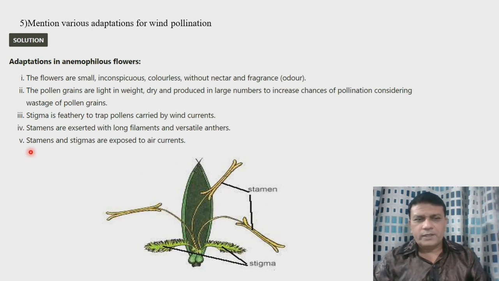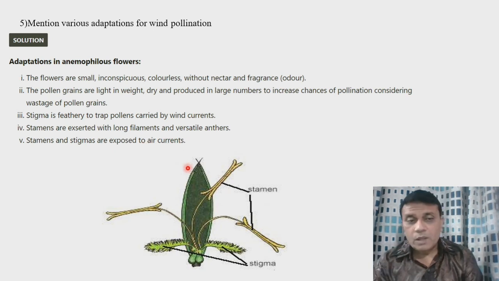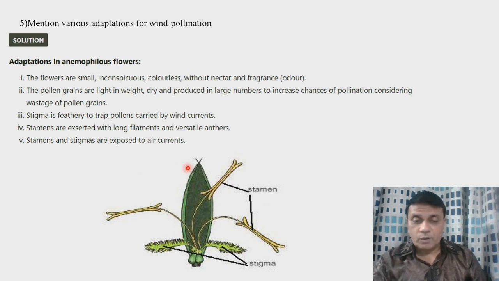The fifth point is stamens and stigmas are exposed to air currents. That means pollen grains can be easily carried with the help of wind, as well as they can be easily deposited on the surface of the stigma.